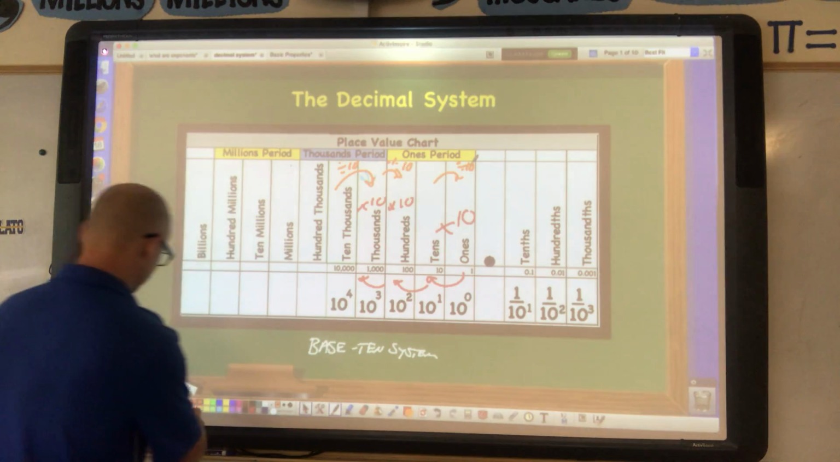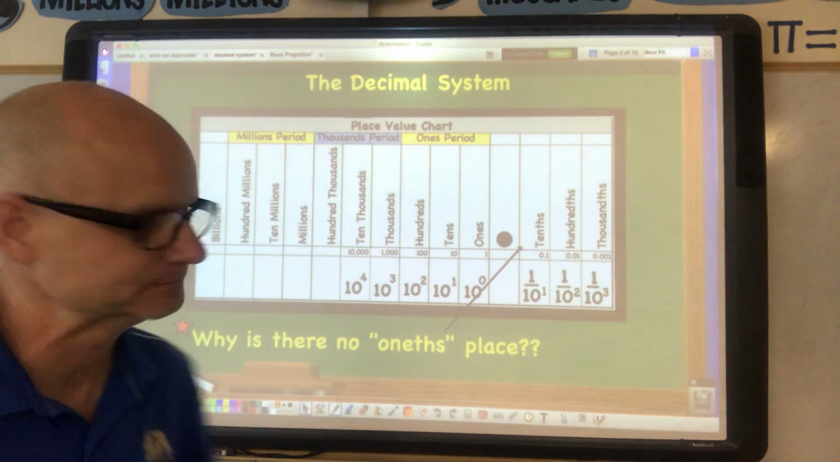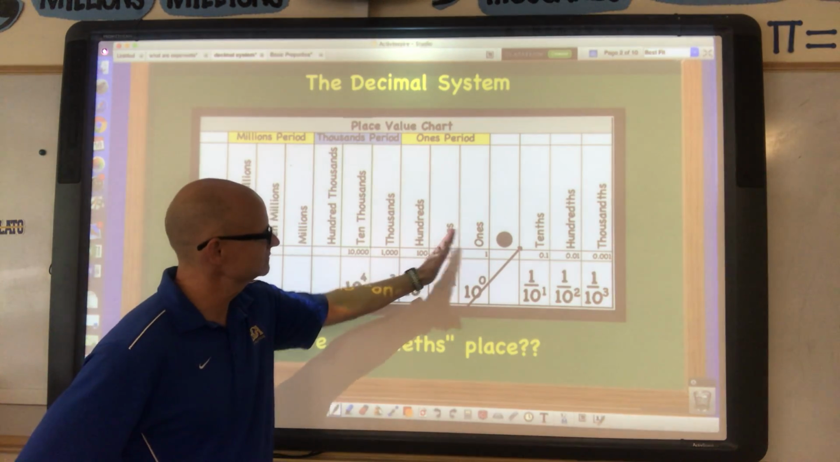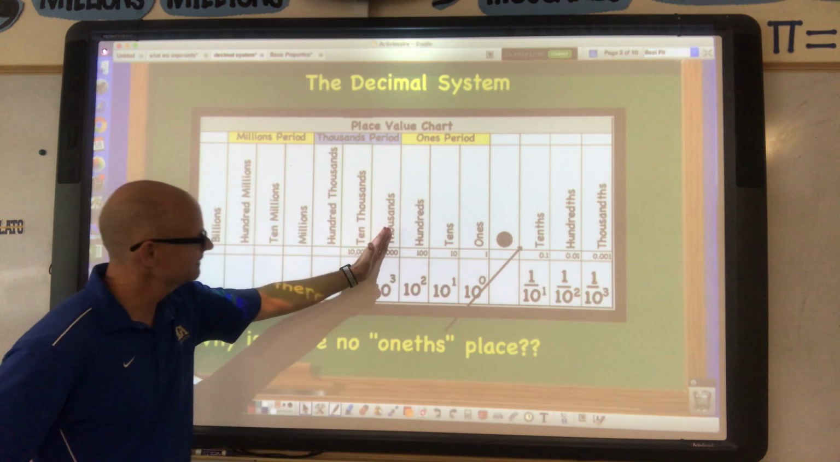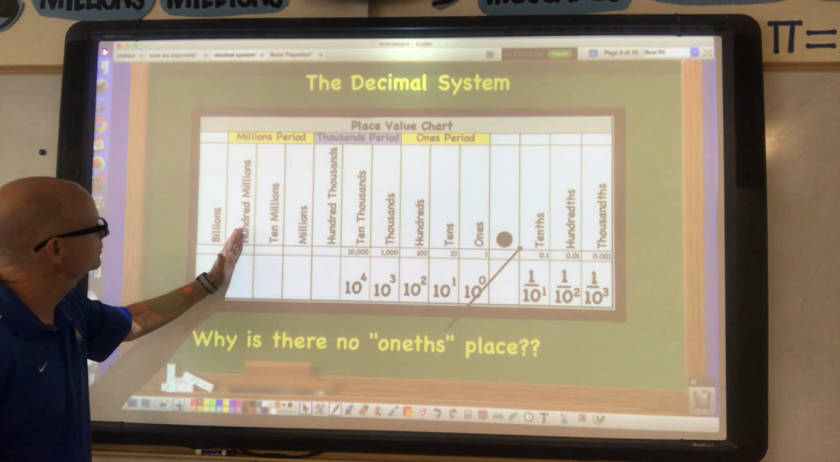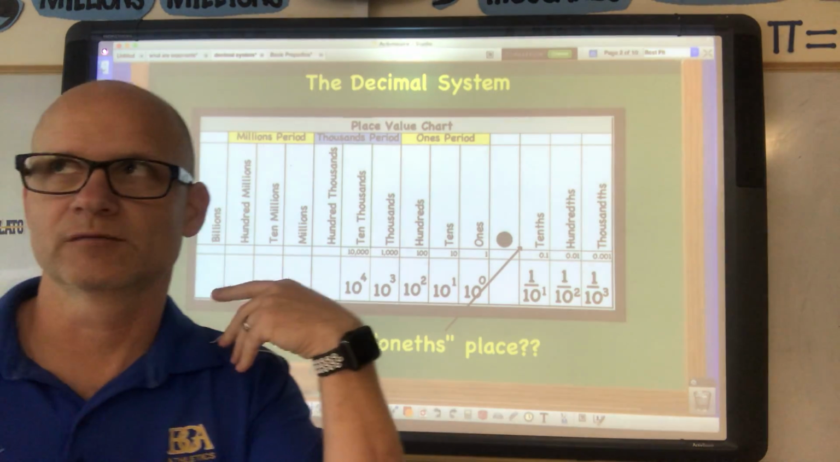Okay, so I have a very interesting question to ask you, 8th graders. If you notice the pattern to the left of the decimal: ones, tens, hundreds, that's the ones period. 1,000s, 10,000s, 100,000s, thousands period. 1 million, 10 million, 100 million, millions period. 1 billion, 10 billion, 100 billion, billions period.